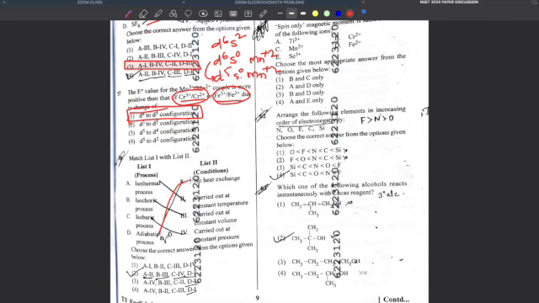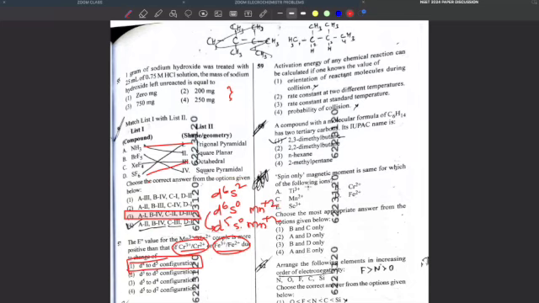Adiabatic is no heat exchange, isothermal process is where temperature is constant, isobaric is where pressure is constant, and isochoric is where volume is constant. So what could be the answer? A goes with 2, so only one option is left over here, that is the second option.